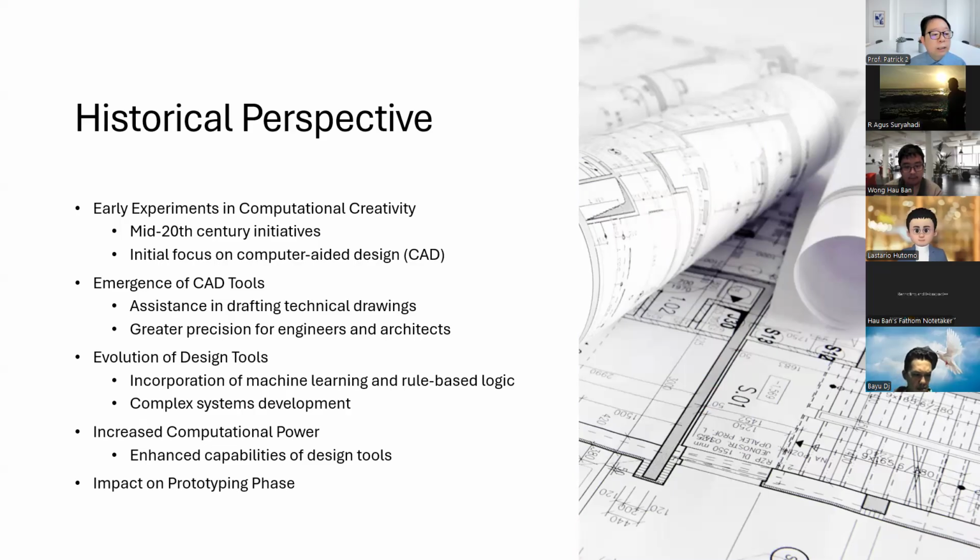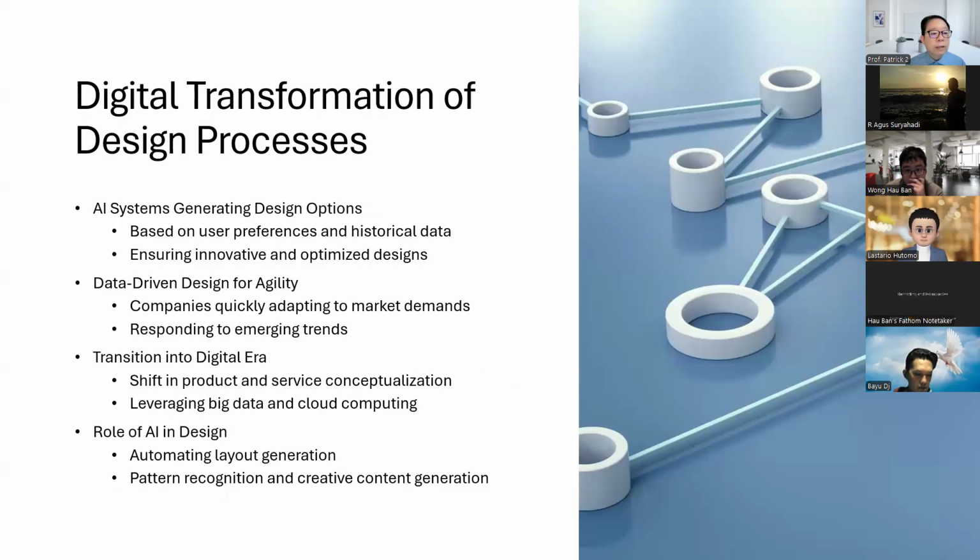If you look into the detailed process, in the mid 20th century it was focusing on CAD, right? We were able to use CAD, computer aided design, to assist in technical drawing, with greater precision for engineers and architects. Then with machine learning and rule-based logic, we were able to develop more complex systems. With increased computing power, we enhance the capability of design tools. Also, we are able to help the prototyping phase.